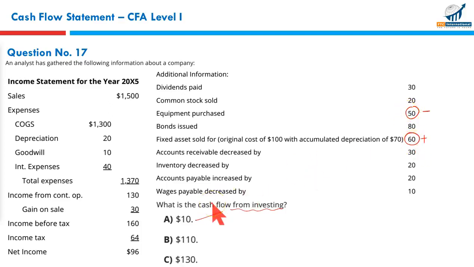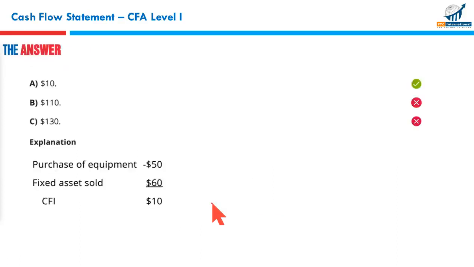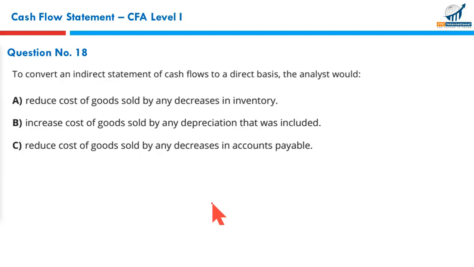So reading the requirements saves a lot of time, and you need to really rush during the exam because time is of the essence. Speed and accuracy, that's what you need to get through your Level 1. 10, A, correct answer. Next. 18. To convert an indirect statement of cash flows to direct basis, what do we do? In order to convert an indirect cash flow statement into direct, what do we do?